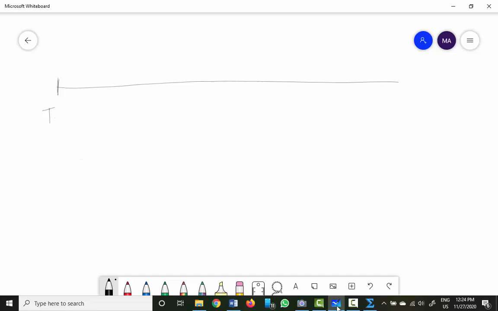This is period 0. This is after 1 month, after 2 months, after 3 months. These are the installment amounts. So the first installment will start from today.